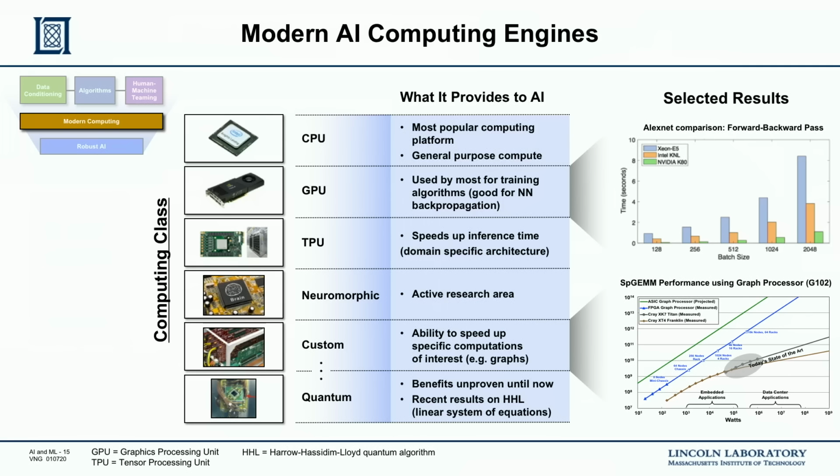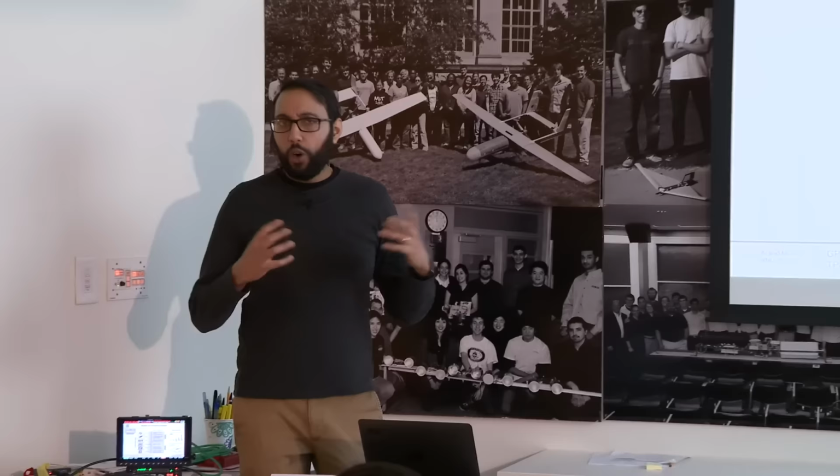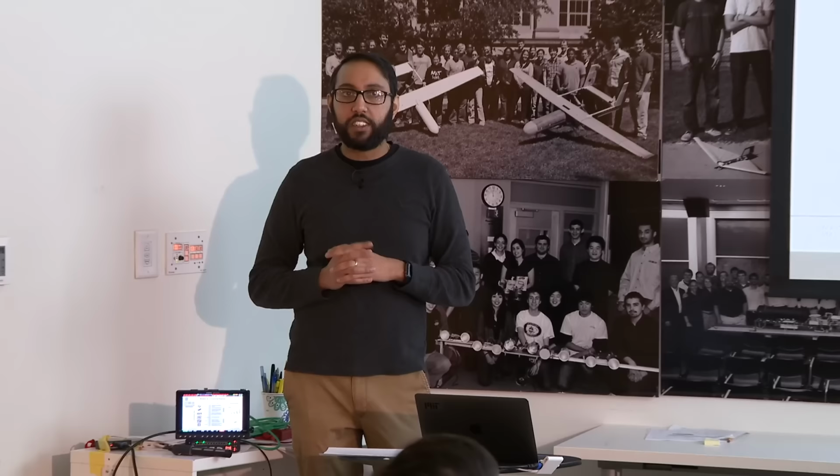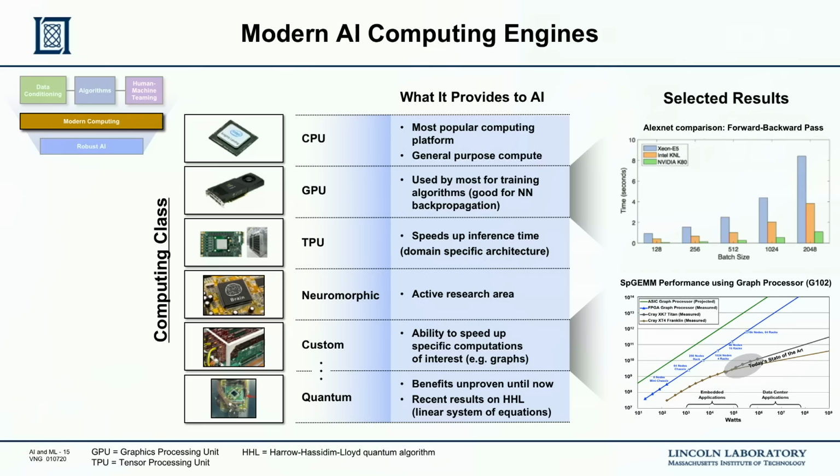So an example of a custom architecture could be Google's Tensor Processing Unit, or TPU. There's some very exciting research going on in the world of neuromorphic computing. I'm happy to chat with you all later if you're interested to know what's going on in that area and maybe our role in some of that work. And there's just some stuff that we would still call custom. These are still people designing, basically looking at an algorithm, saying, okay, here's the data layout, here's the movement of data or information within this algorithm. Let's create a custom processor that does that. An example of that could be the graph processor, which is being developed at Lincoln Laboratory.